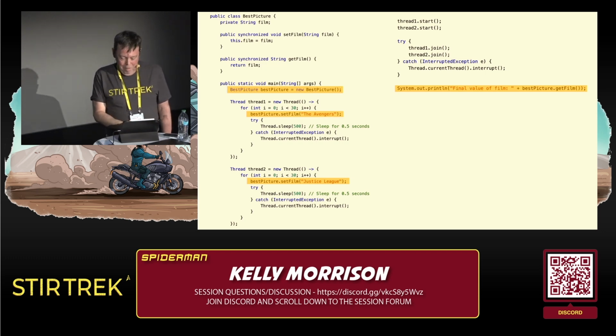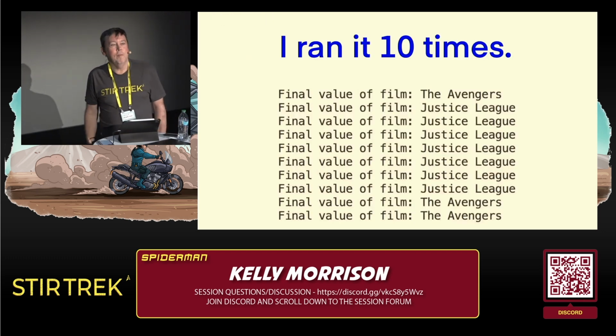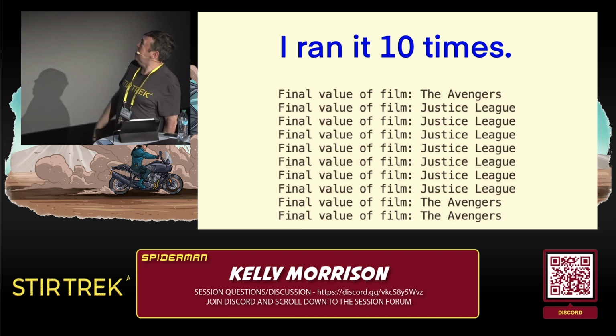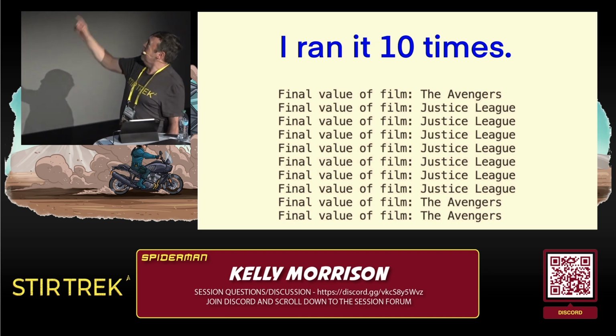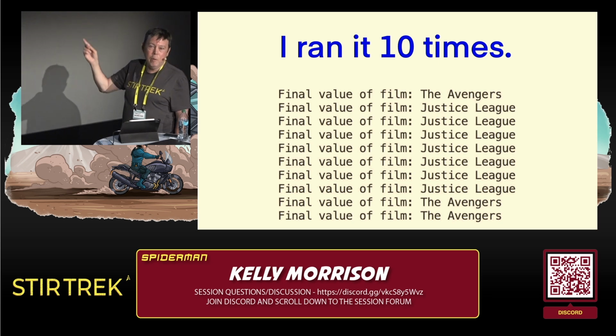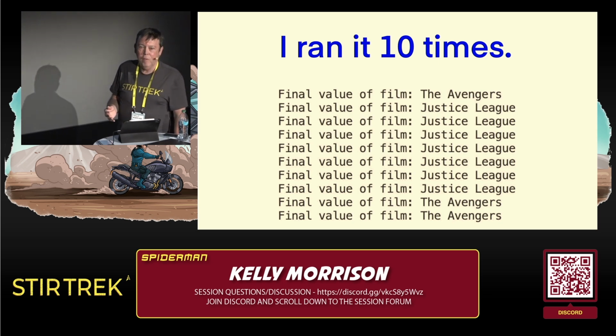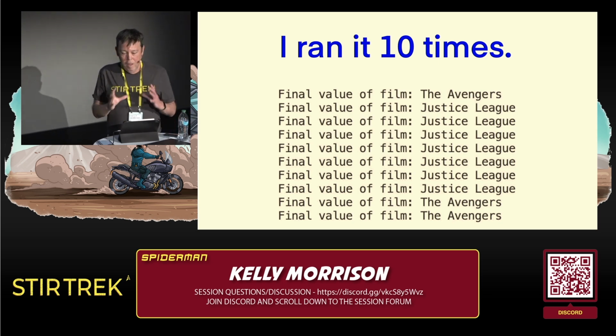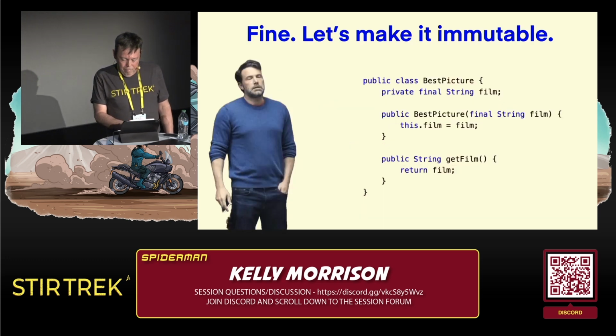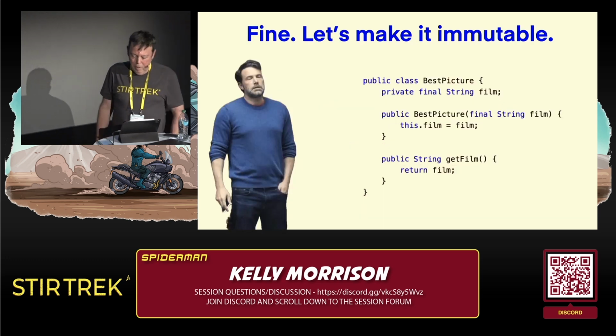No, you can't. Because every time you run it, you could get something different. Just for fun, I ran it 10 times. This is what happened. The first time it said The Avengers, then I had a run of Justice League, and then I came back and ran The Avengers twice. So that's a contrived example, but it shows you that if you have an object that can change and you pass it to more than one thread, you can get into some weird states, and those can be really difficult to debug. Okay. Now, you can fix this by making it immutable.